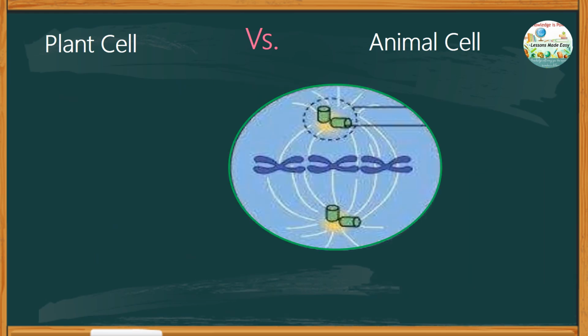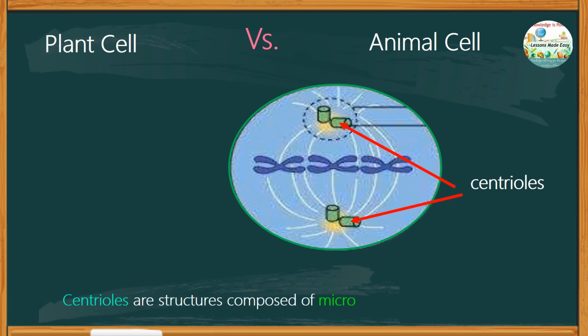Another difference is the presence of centrioles. Centrioles are structures composed of microtubules found in animal cells. They play a crucial role in cell division by helping to organize the mitotic spindle and ensuring the proper distribution of chromosomes to daughter cells.